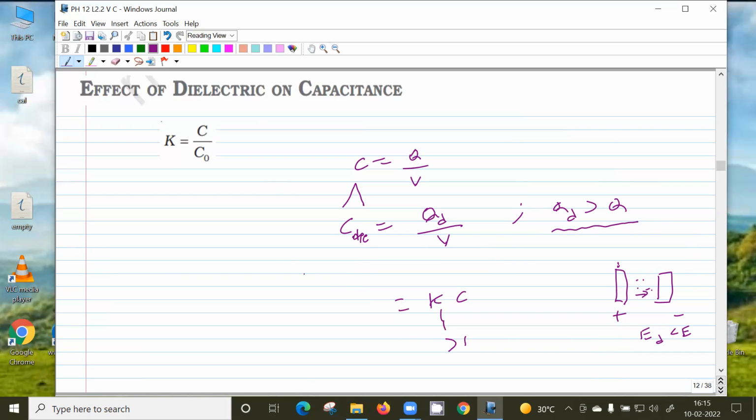And also you can see the permittivity of the dielectric medium is increased to K epsilon naught, because the capacitance of a parallel plate capacitor is given as epsilon A by D, right? If it is air, it means epsilon naught. If it is a dielectric, you have to put K epsilon naught. Okay, and this K is greater than 1. The capacitance with the dielectric has increased by a factor K.